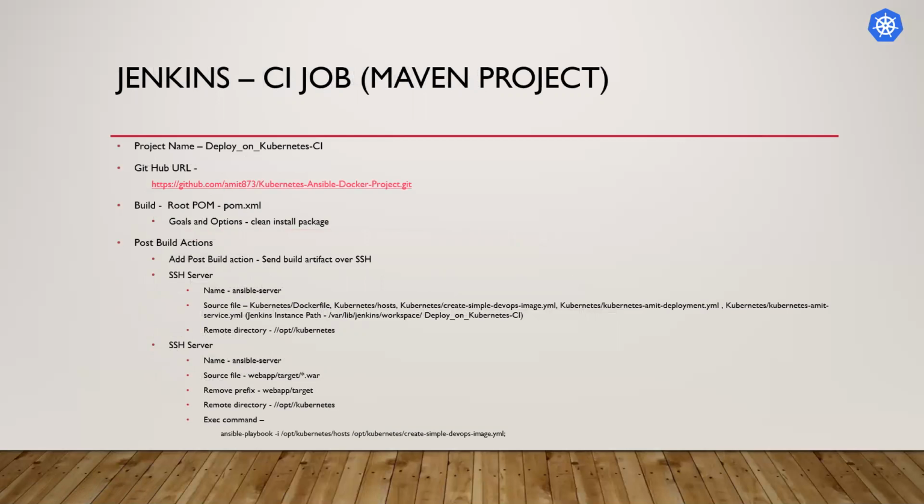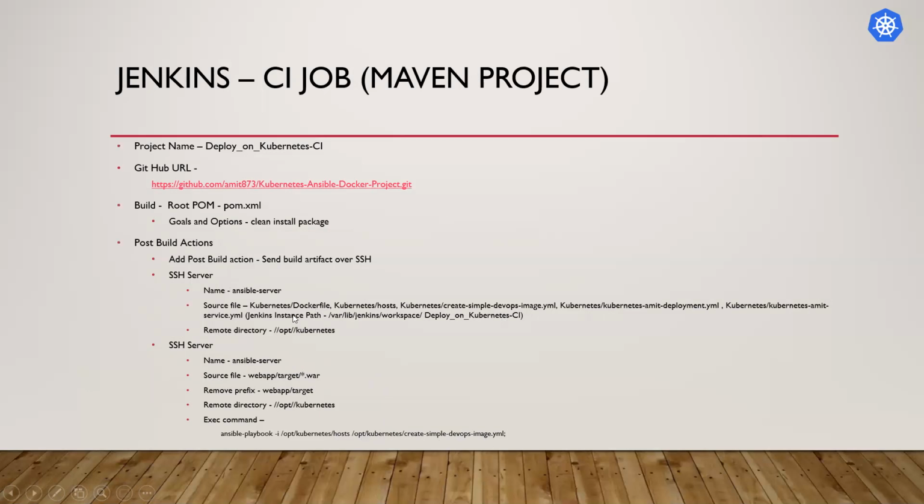After that, we will do it in two parts. We will create a Jenkins CI job. This will use the Maven project. In this project, we will create the war file and send it to the Ansible server, right? After that, we will run only one playbook here, a simple DevOps image.yml. It mainly creates the jar file, creates the Dockerfile, and pushes to Docker Hub. This is the first step.